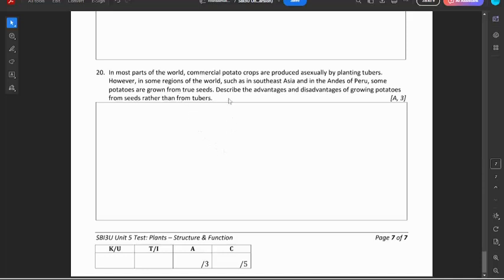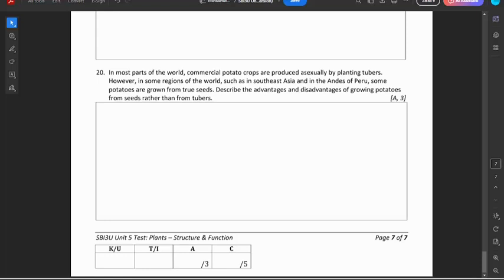In most parts of the world, commercial potato crops are produced asexually by planting tubers. However, in some regions of the world, such as Southeast Asia and Peru, some potatoes are grown from true seeds. Describe the advantages and disadvantages of growing potatoes from seeds rather than tubers.